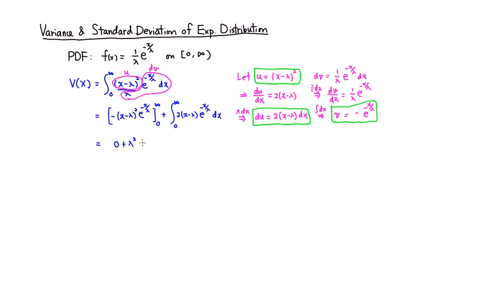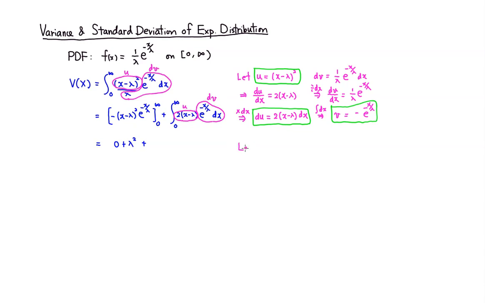Plus. Now we're going to have to do a second integration by parts. So this time I'm going to call this one u, and this one, I forgot to include dx here, dv. So that's the second one.